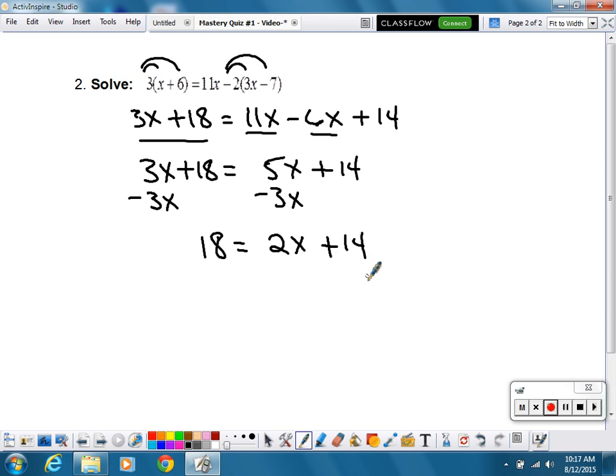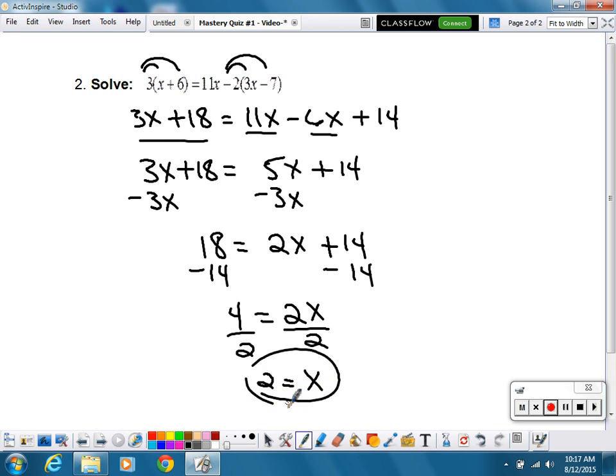And now I'm back to 2 steps. I want to get that variable by itself again, so I'm going to subtract the 14, subtract 14, get 4 equals 2x, divide by my 2, and I got an answer of x equals 2.